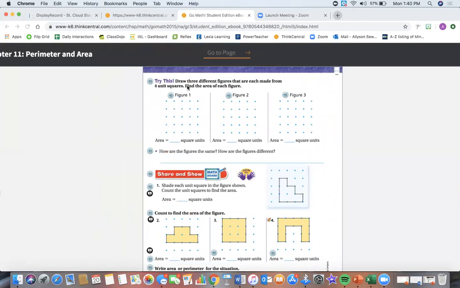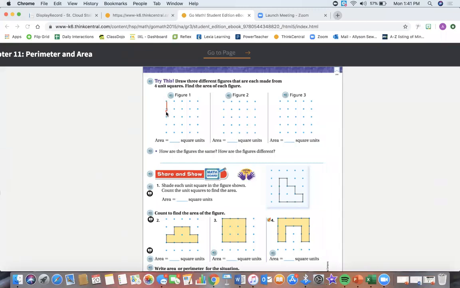Okay, so now it says draw 3 different figures that are each made from 4 square units, 4 unit squares. Find the area of each figure. So 4 unit squares. This can look many different ways. I'm just going to give you some examples. As long as it has 4 of those square units, then you are totally fine.